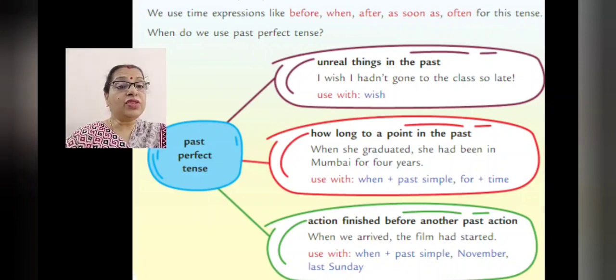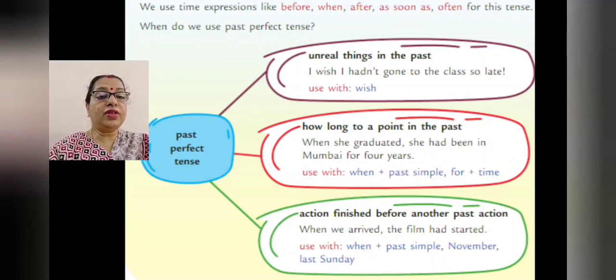That is, when she graduated, she had been in Mumbai for 4 years. So here, "when", then simple past, "graduated", and then here you have past perfect, "had been", right? For how many years? 4 years. Action finished before another past action.